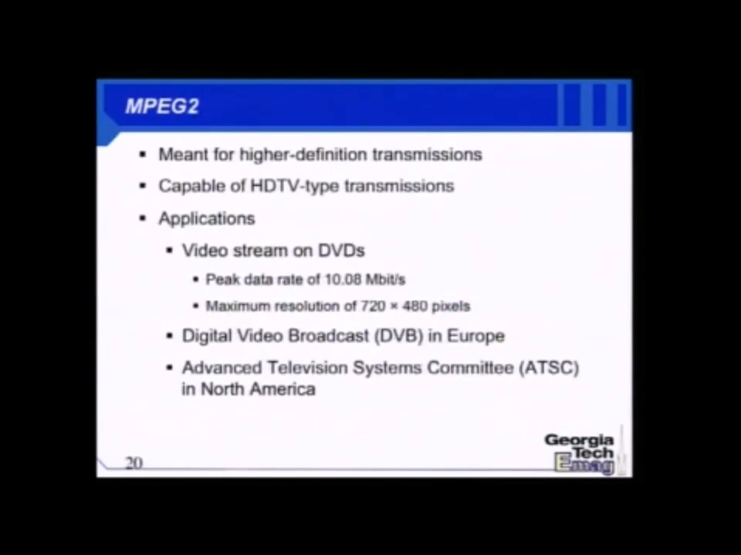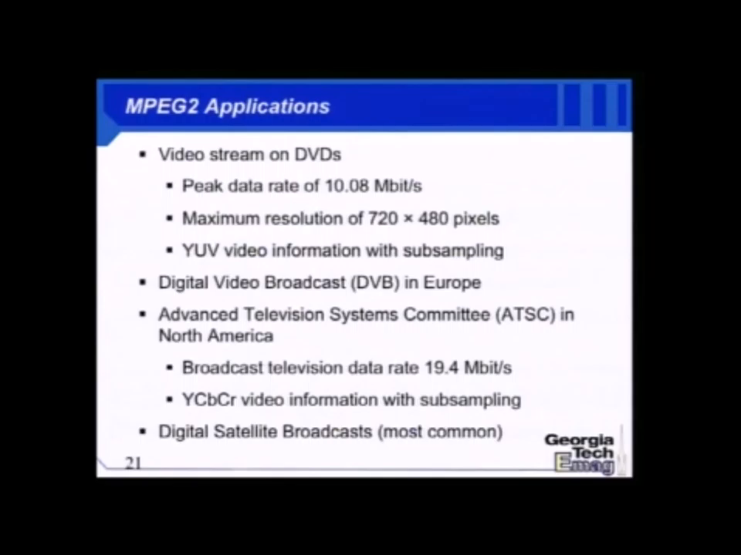Now, MPEG-2 came along later, and that was meant more for higher definition transmissions, capable of HDTV-type transmissions. And the applications are, of course, putting high-res images on DVDs. The peak data rates are much higher, 10 megabits per second. And the maximum resolution for most videos and DVDs is actually 720 by 480 pixels, until it was extended later. And this is how original digital video broadcasts in Europe operated, and also the ATSC, the digital standard that replaced analog television in North America. So let's see.